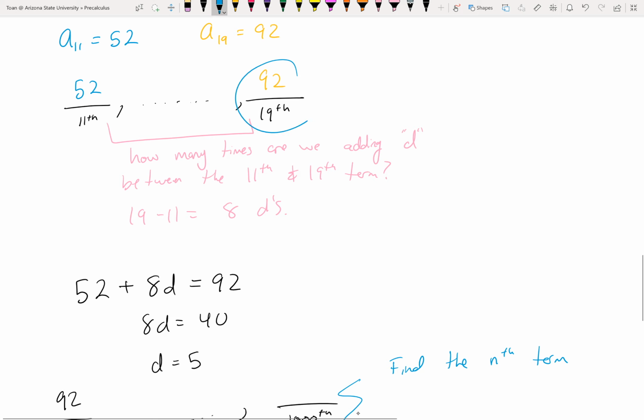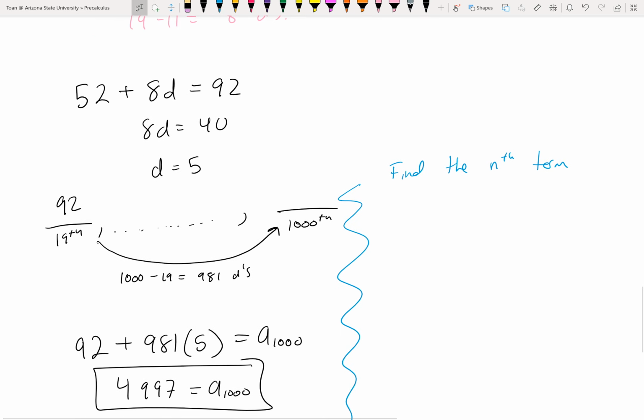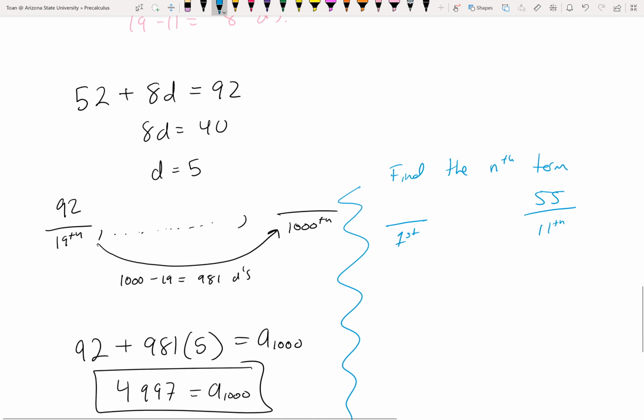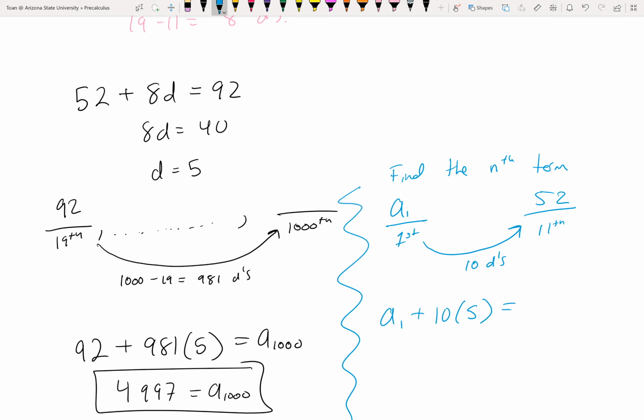You start with any known value. I like to start with the one closest to the thing I'm solving for. So the 11th term is a lot closer to the first term. Here's the first term. Here's the 11th term. I know that this is 52. And by simple mental math, I know there are 10 d's in between. So if I start with the first term, which I don't know, so it's a variable, and I add 10 d's to it, which I know is 5, I should end up with the 11th term, which is 52. Hey, this gives us an equation to solve for the first term, right?